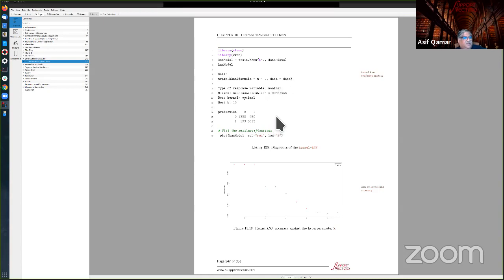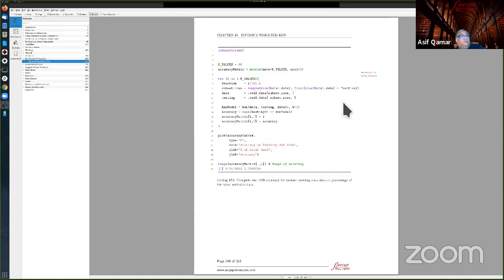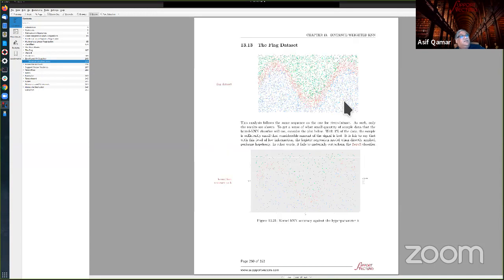When you do that, you realize that once again, the bigger the sample, the more the accuracy, which means that in lower dimensional spaces, KNN works well. In high dimensional spaces, you begin to get into trouble. There's the curse of dimensionality that we talked about. Right? So this illustrates that. The same thing for the flag data set.